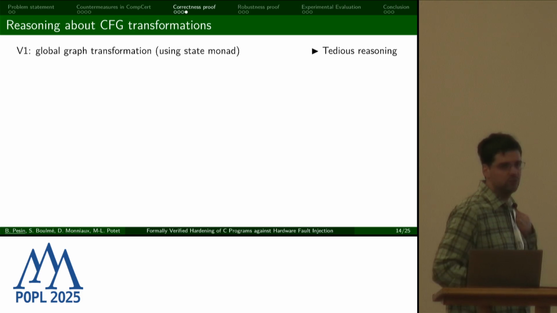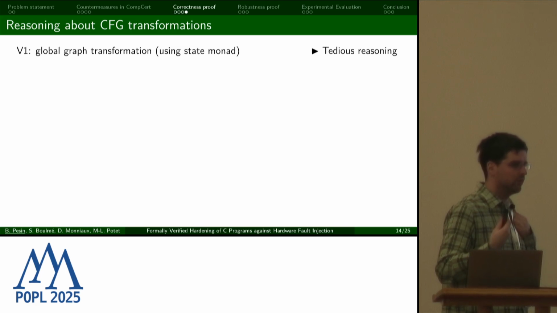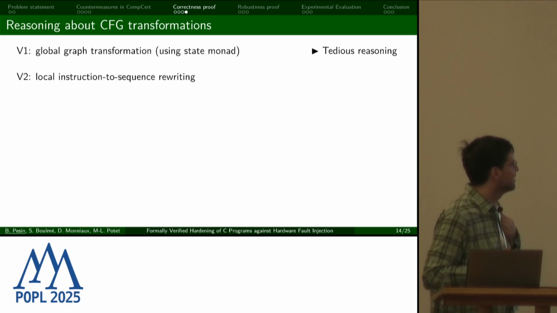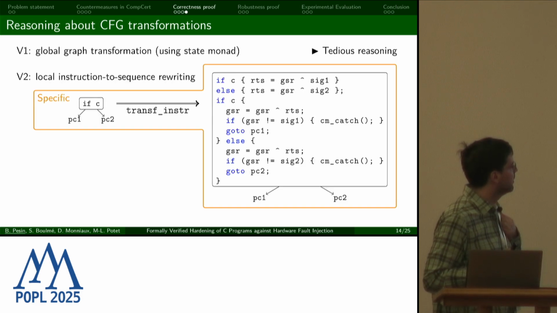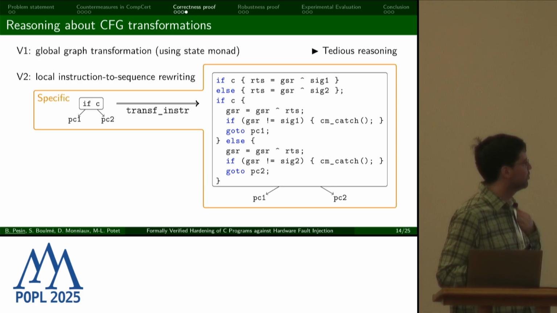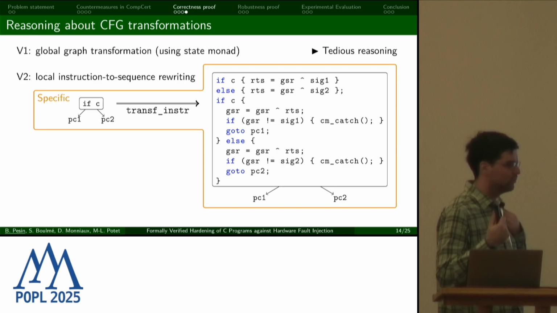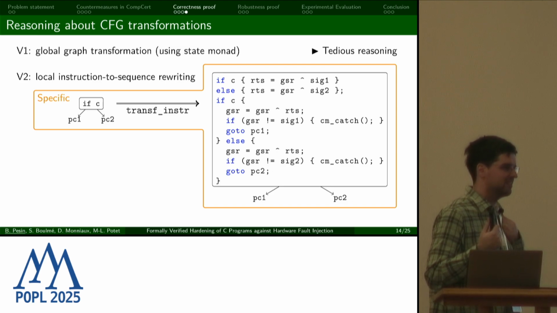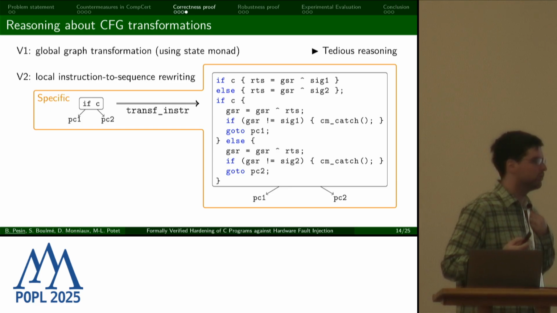But then it's quite tedious to reason with it, because with the state monad you make your transformation somehow a bit global, while you would like to reason locally on the part of the graph you rewrite. And so instead, we proposed a new framework in CompCert, which is based on instruction to sequence rewriting. So if tomorrow you want to write a compilation pass in RTL, you might find this framework useful.